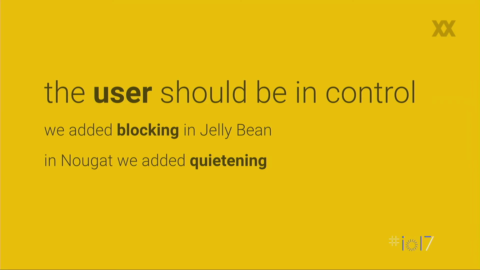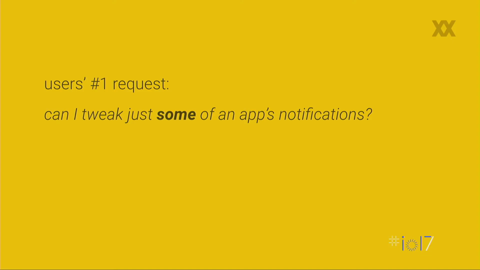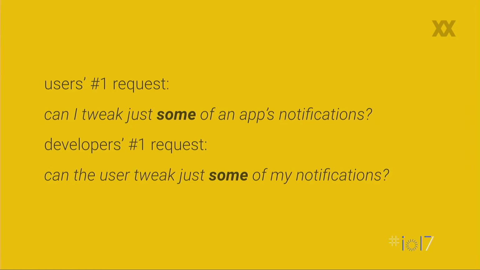We added the ability to block notifications from a package in Jelly Bean, and in Nougat we refined it a little bit and added quietening. But all through all this, the number one request we get from users is, OK, but can I just block some of an app's notifications? On the other hand, the number one request we get from developers is, could the user just block some of my notifications? It's the same thing. Everybody's been asking for the same thing.